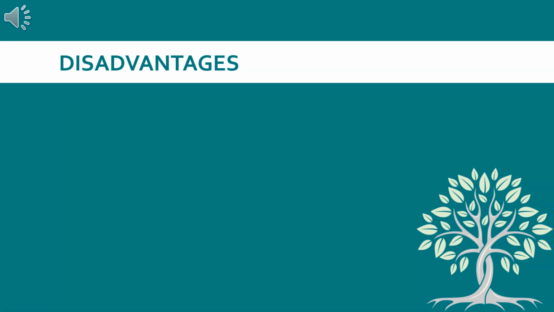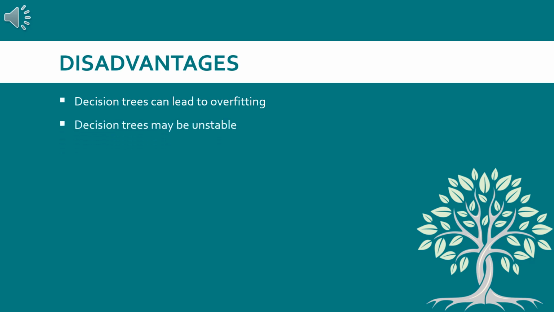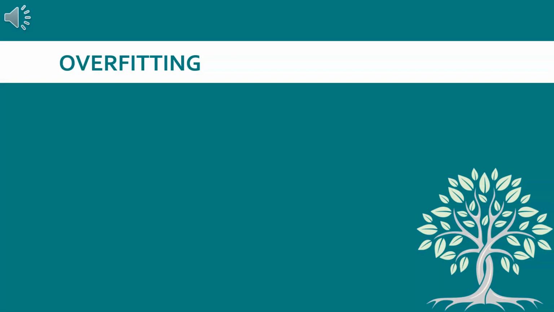Let us see the disadvantages. Decision trees can lead to overfitting, creating overly complex models. Decision trees may be unstable, resulting in different trees with slight variation in the data. Ensemble methods like random forest improve the stability of decision trees.